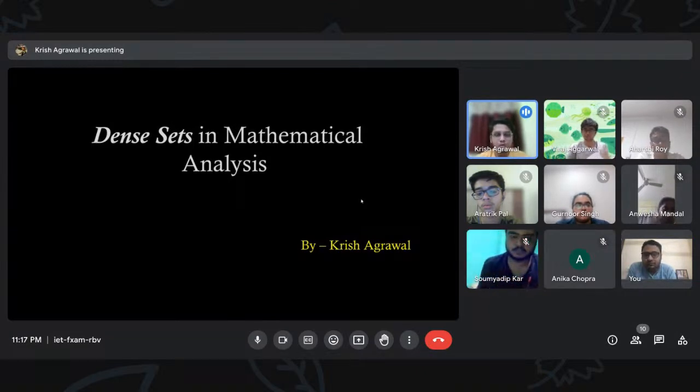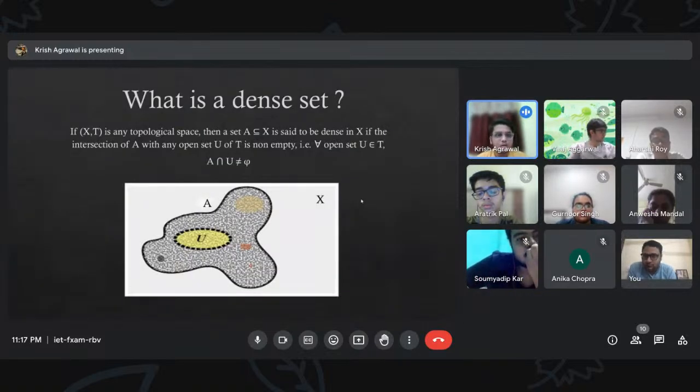So the topic for my presentation is dense sets. What basically is a dense set? If we have (X, T) to be any topological space, then a set A, which is a subset of X, is said to be dense in X if the intersection of A with any open set U of T is non-empty. Mathematically, for all open sets U belonging to T, the intersection of A and U will never be phi.